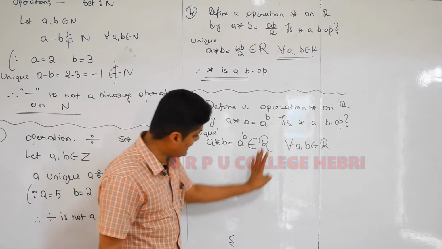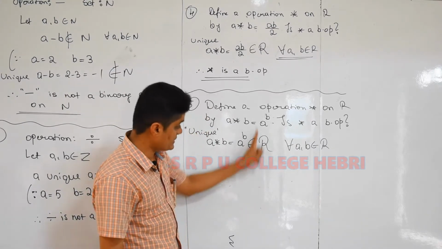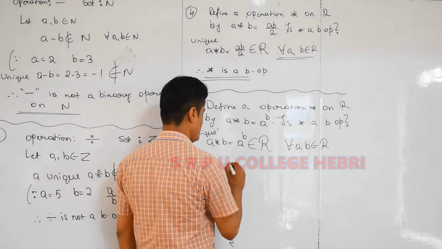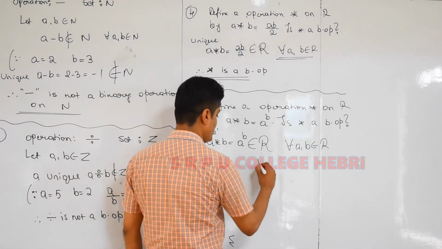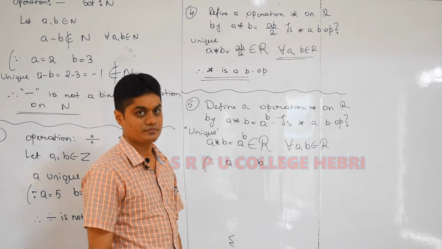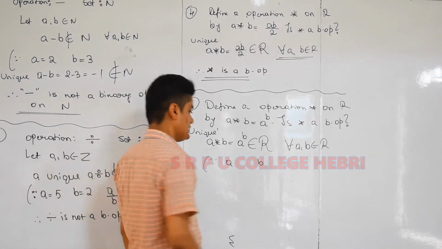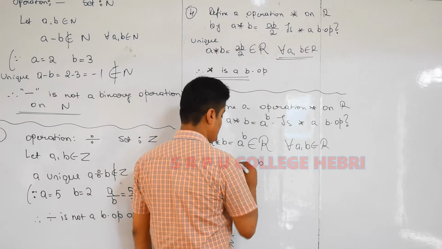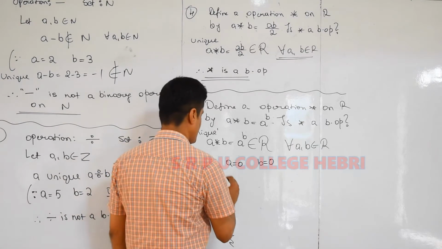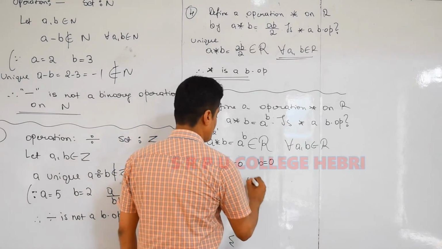Do you see any a and b here where you can say it does not belong to R? Can you give me two values, one for a and one for b, so that a star b is not a real number? Any examples? My first example is: take a is equal to 0 and b is equal to 0. What is a star b according to this operation? 0 to the power 0.